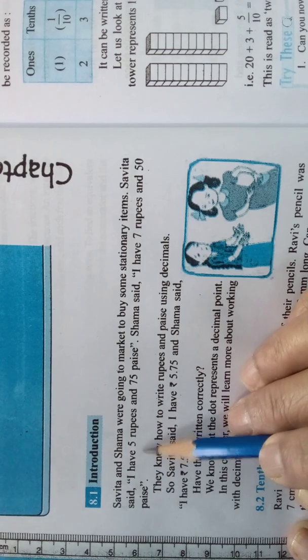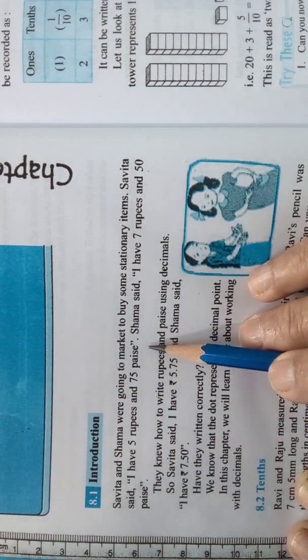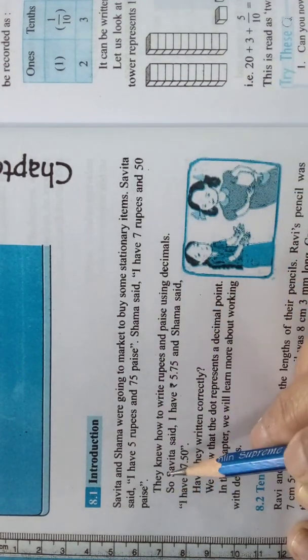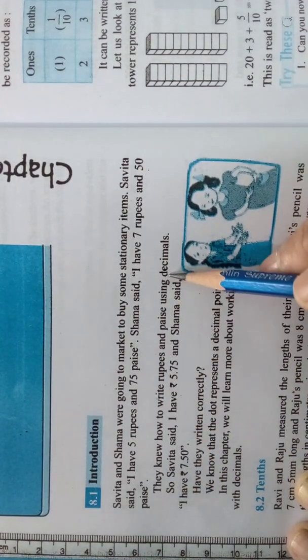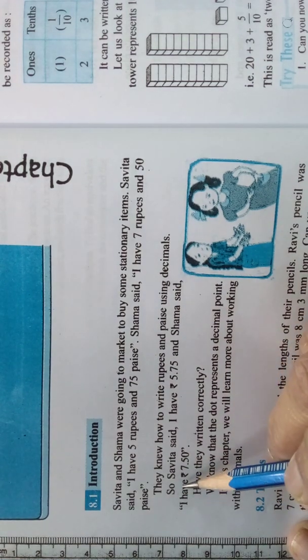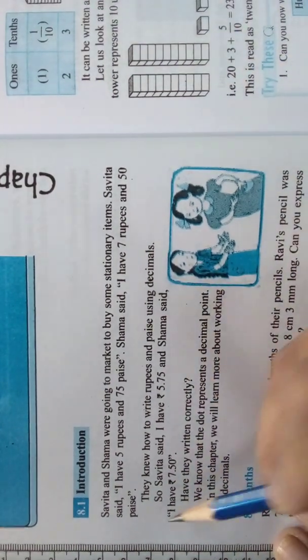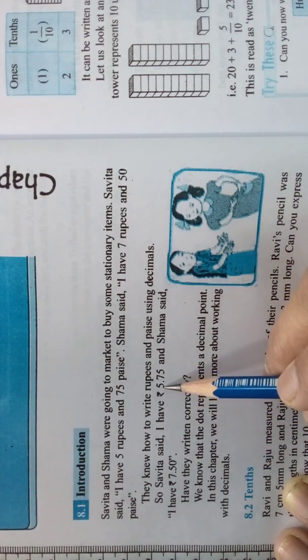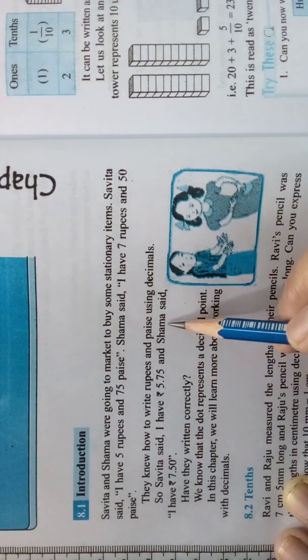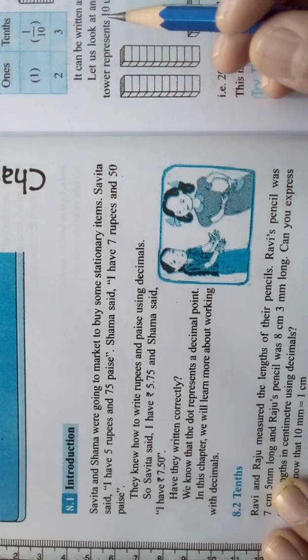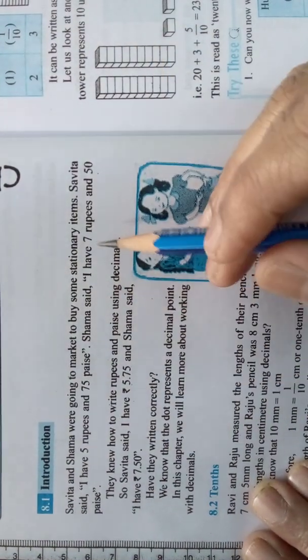Savita said, I have 5 rupees and 75 paise. Sharma said, I have 7 rupees and 50 paise. They knew how to write rupees and paise using decimals. We also know, no? Yes. So Savita said, I have 5 rupees 75 paise, and Sharma said, I have 7 rupees 50 paise. Have they written correctly? Yes, they have written correctly.